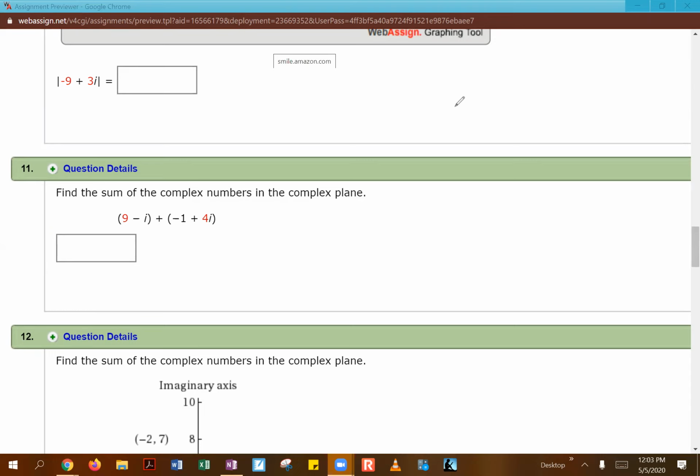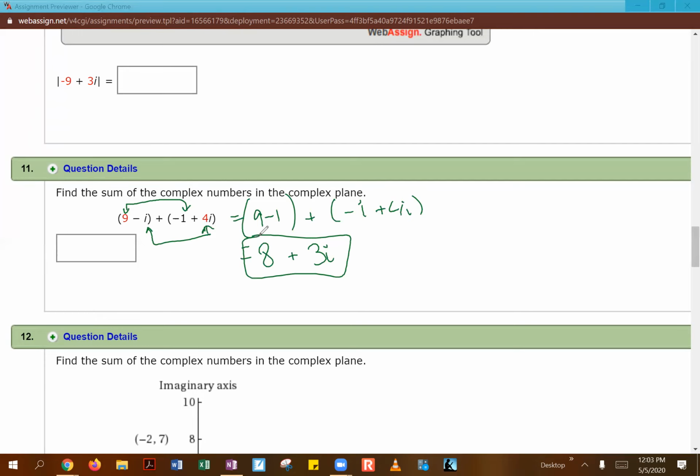So what do we do when we are trying to add these numbers? You take the real numbers and the imaginary numbers and you just add them together. So 9 minus 1 is 8, and negative i plus 4i is 3i. Positive 3i, yeah. So you do, like you said, the real part with the real part and the imaginary with the imaginary. Okay, very good.